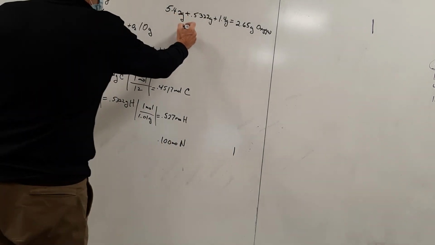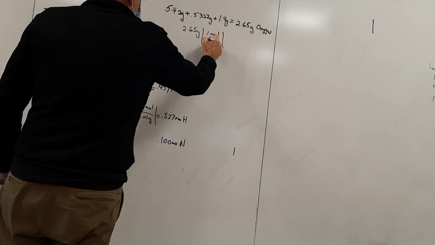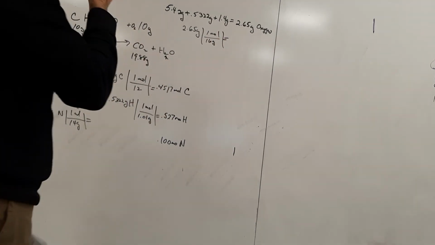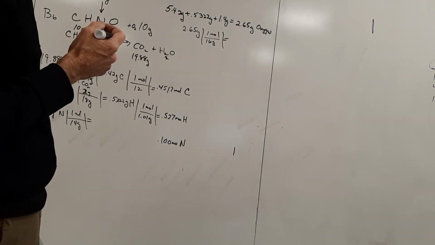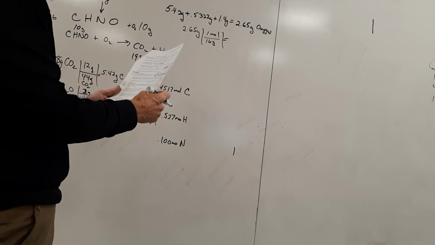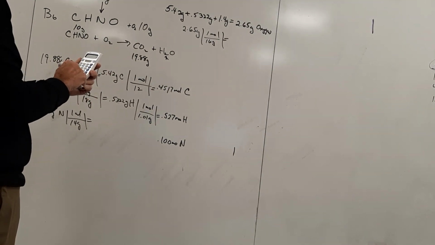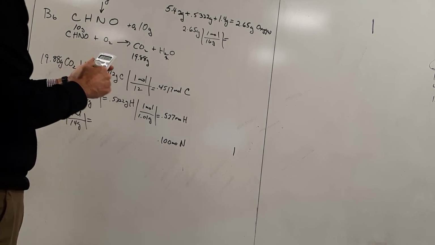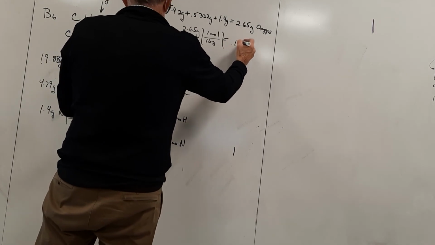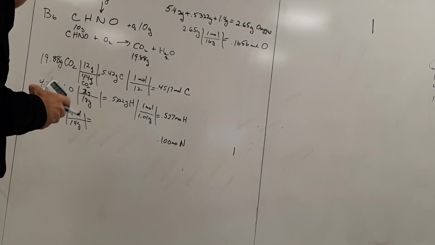And then my oxygen, which is 2.65 grams, 1 mole over 16 grams. Did I not figure that out? I didn't figure that out. All right, let me get my calculator here. 2.65 divided by 16 equals 0.1656 moles of oxygen.